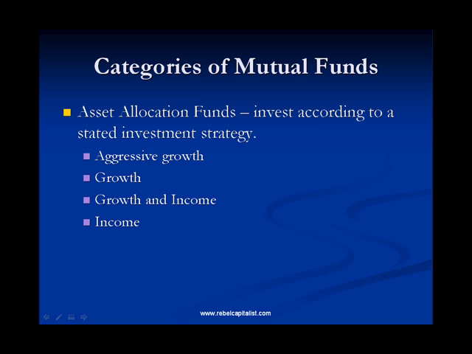The next category is asset allocation funds. These funds invest according to a stated investment strategy, stated in the prospectus. You have aggressive growth. You could have growth and income, or income.